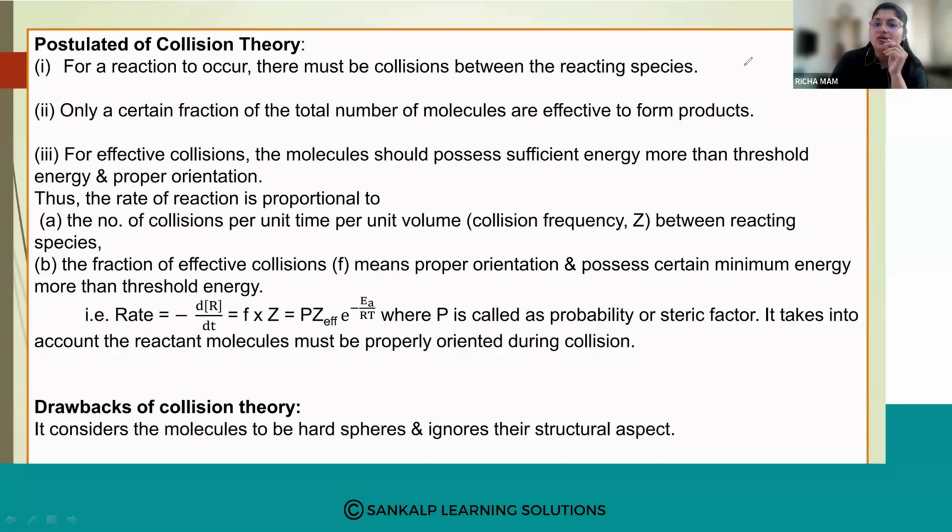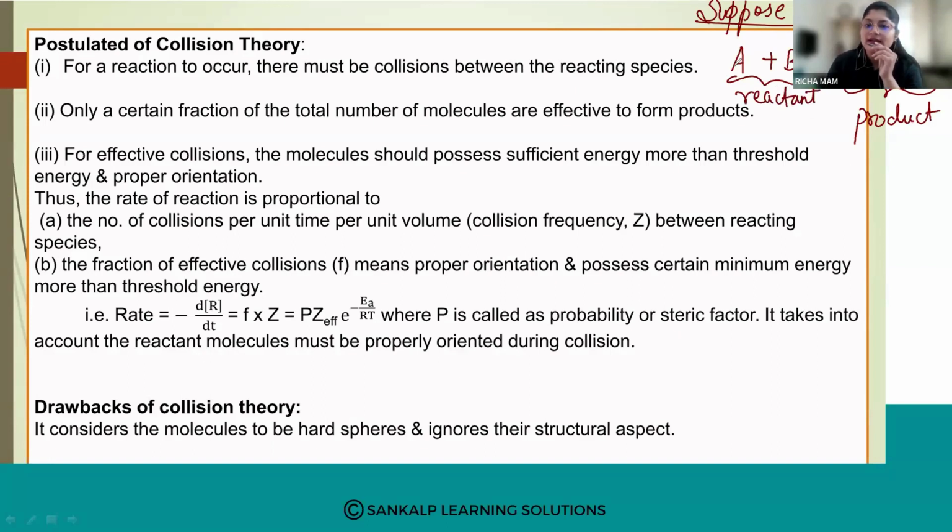Now, how will A plus B give you C plus D? Suppose a reaction is there, that is A plus B giving you C plus D. So how are you going to get this C plus D? This is a product, right? This is a reactant. So how are you going to get the product? Unless and until A and B react. How will they react? They should collide with each other.